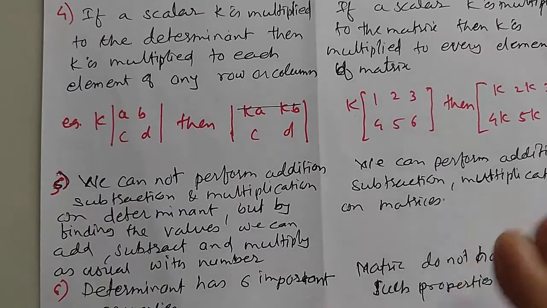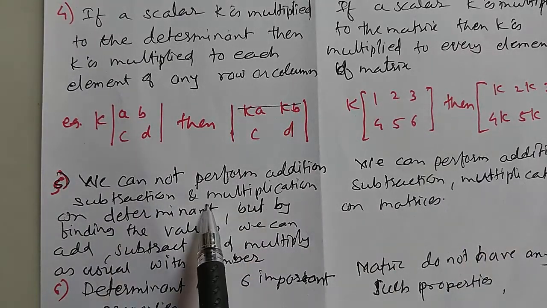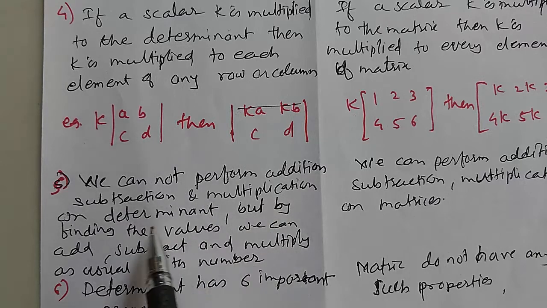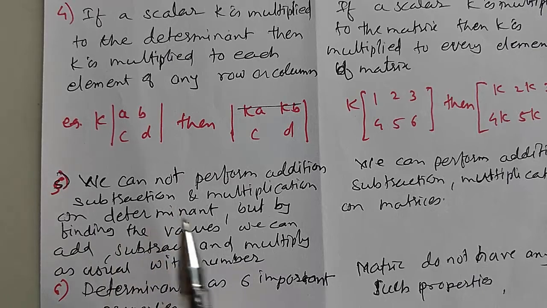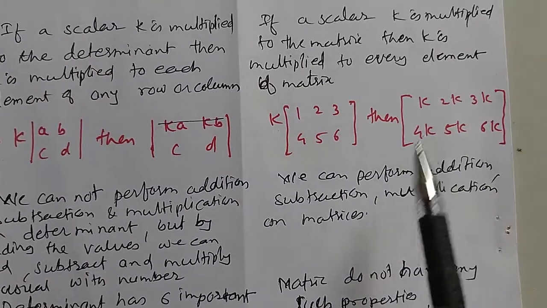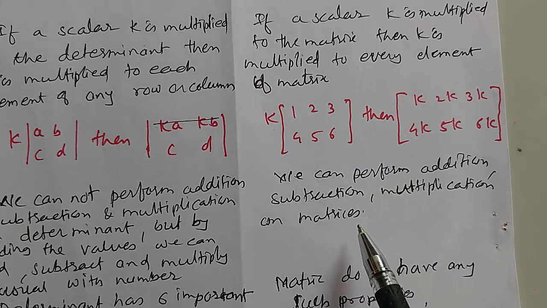Now next, number 5. We cannot perform addition, subtraction and multiplication on determinants directly. But by finding their values, we can add, subtract and multiply as usual with numbers. In matrices, we can perform addition, subtraction and multiplication on matrices.